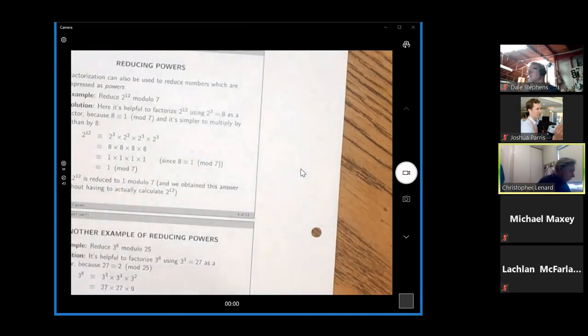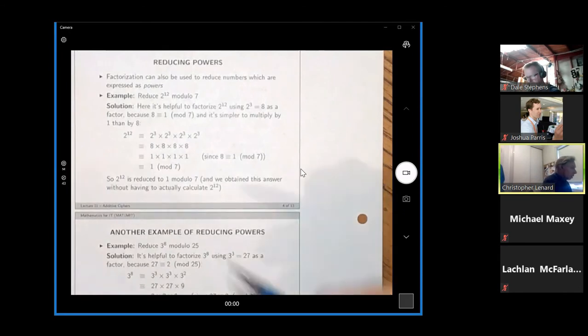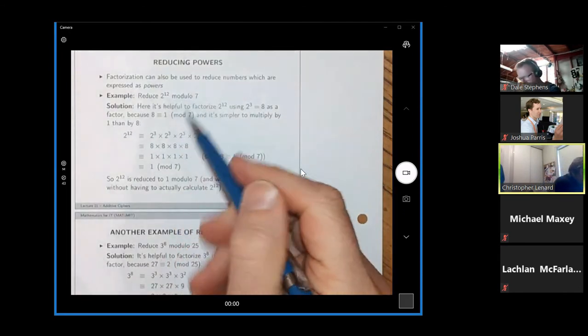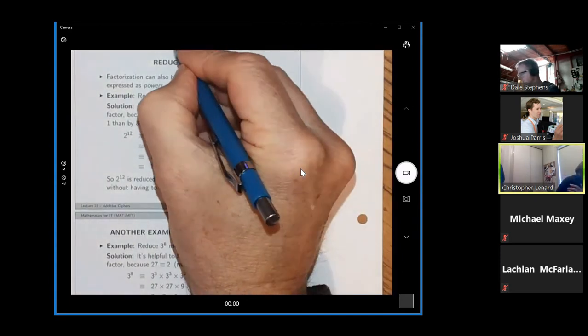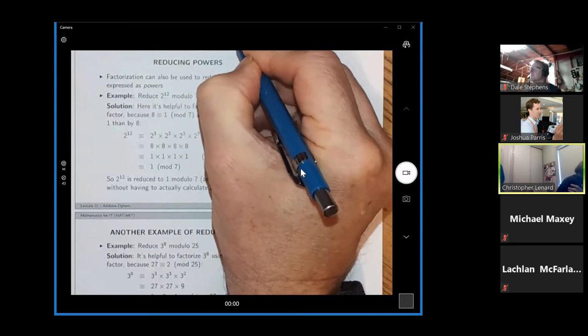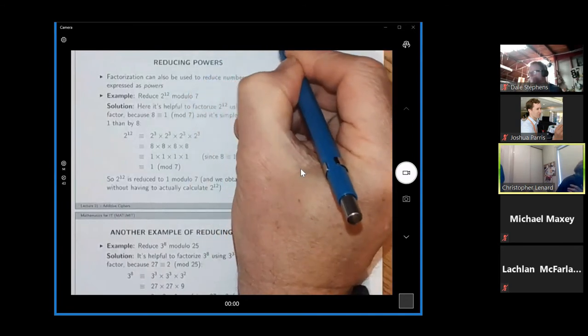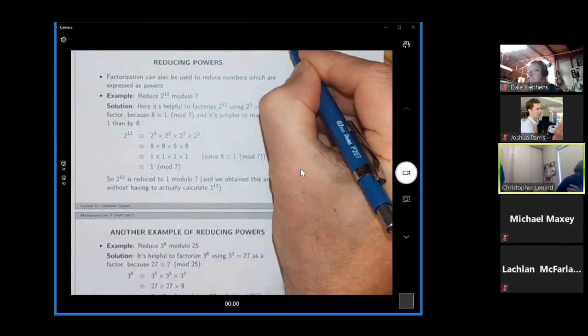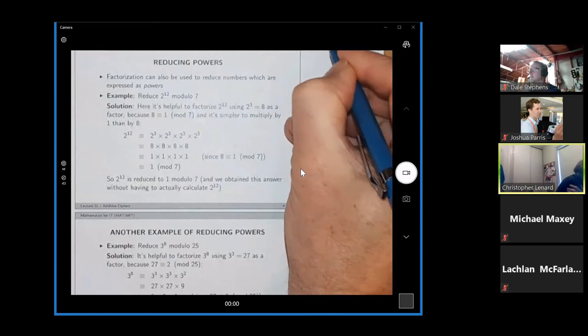Okay, here we better get cracking along. So reducing powers. So suppose I ask you 2 to the 12. What's 2 to the 12? 2 to the 12 is 2 to the 10 times 2 to the 2. 2 to the 10 is 1,024 times 4, which is 4,096.